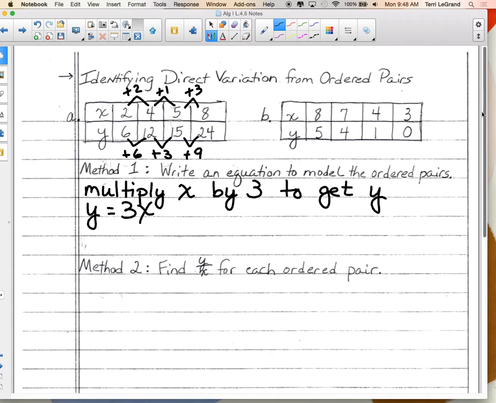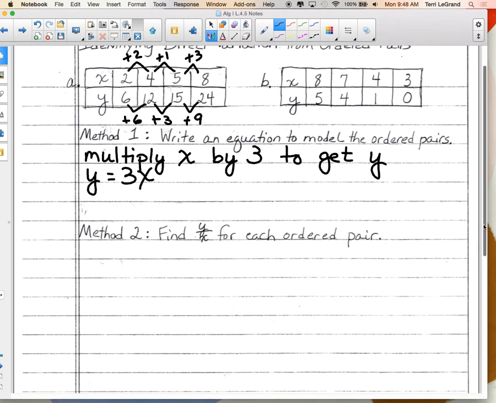Well, since we couldn't use that method, we instead run it through what can we do? Can we try and write an equation for what's going on here? And we could. And then we run it through the test of whether it's linear or not.